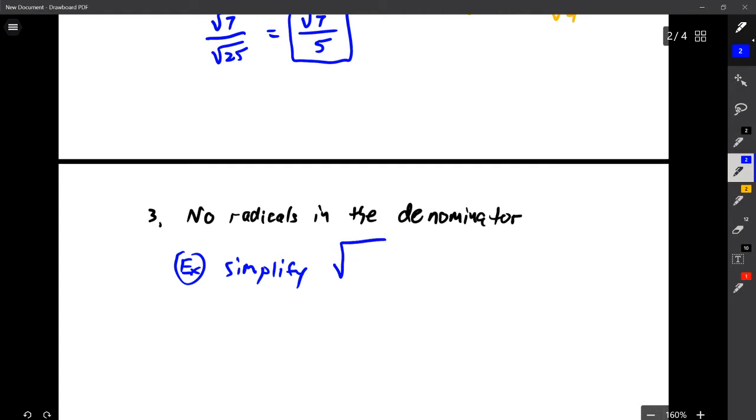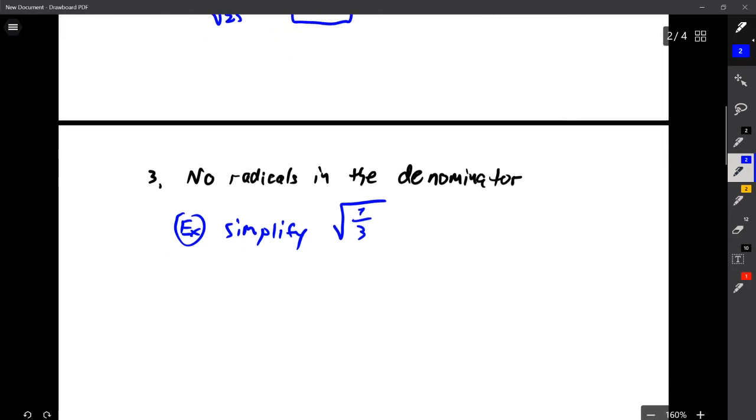the square root of 7/3. All right. Well, so we can start out doing what we did in the previous step, which is rewrite it as the square root of 7 divided by the square root of 3. And this fixes rule number 2. But now we're running into rule number 3, which is no radicals in the denominator. So what do we do in this case?